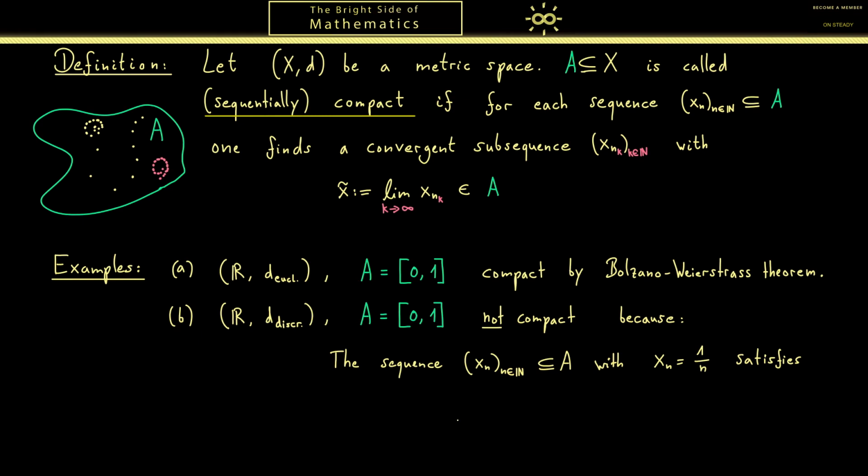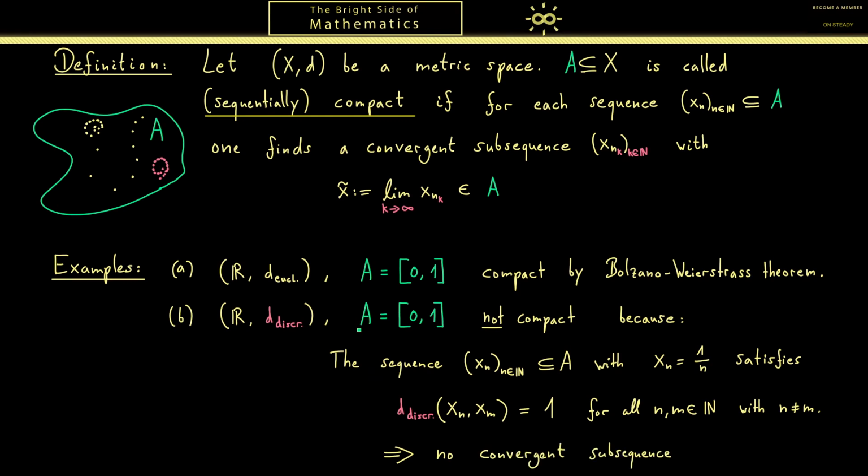Hence, we already know what the distance is between two members of the sequence. We are in the discrete metric space, so we always get 1 for two different points. However, this now means that we could omit a lot of members in the sequence, but we never get the 1 down to 0 here. In other words, there can't be any convergent subsequence. In conclusion, the unit interval is not compact with respect to the discrete metric.